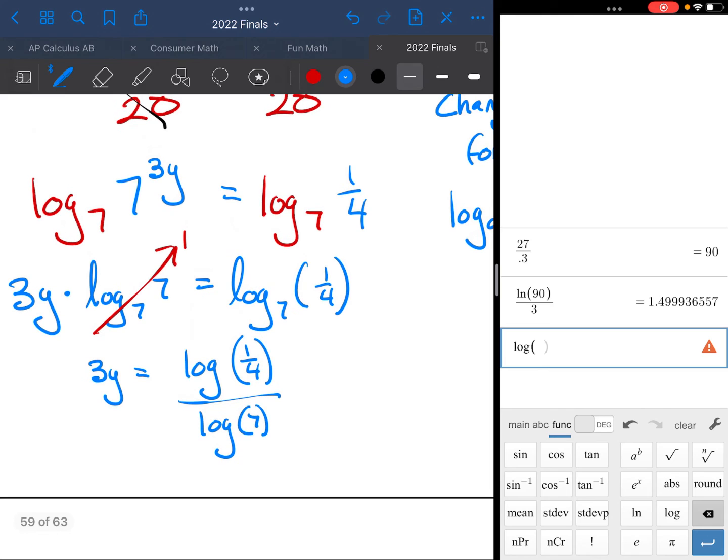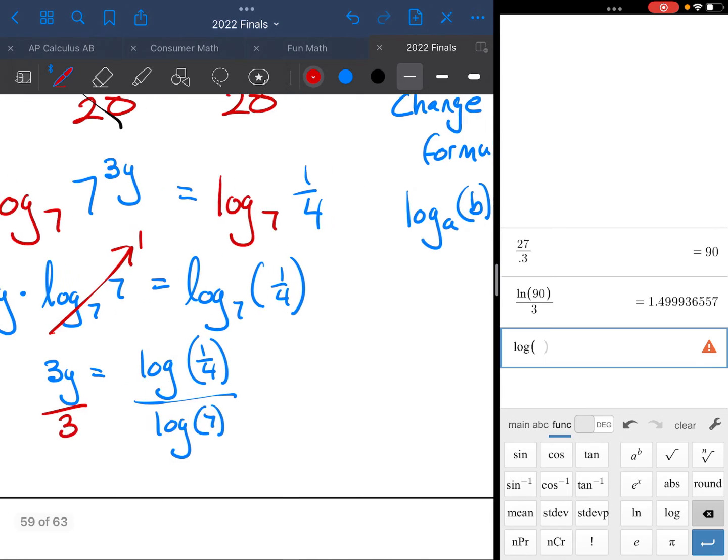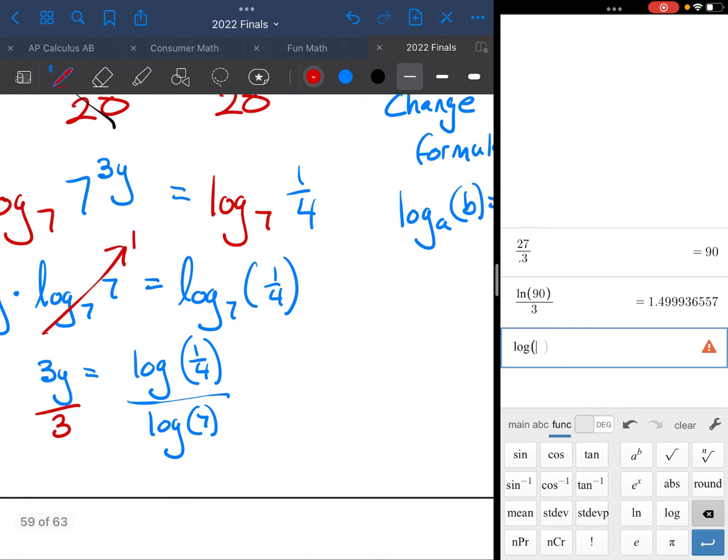But I'm not done solving for y. I still need to divide both sides by 3. Divide by 3. Oop, that's a 7. Divide by 3, and divide by 3. You have to be a little bit careful. If you know your properties of fractions really well, you don't have to do too much work, but I'm going to do this the long way to really show what's going on.